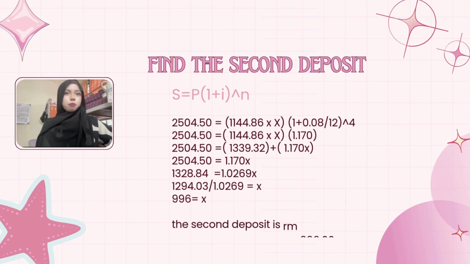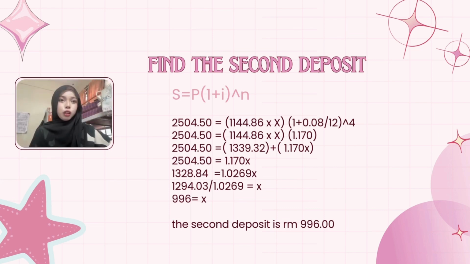To find the second deposit, we have to use the compound formula also. As you can see, P for 2 years is equal to the second deposit. P is 1144.86 plus X, where X is the second deposit. Then 1144.86 multiplied by 1.170, plus X multiplied by 1.170, and we get 1,339.32 plus 1.170X.